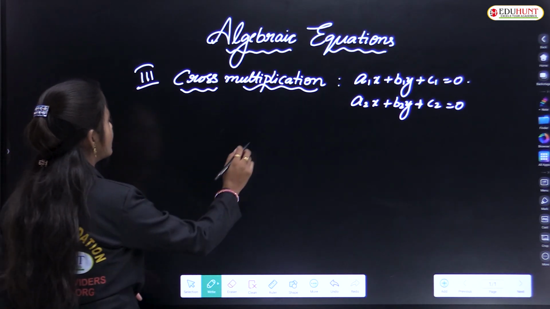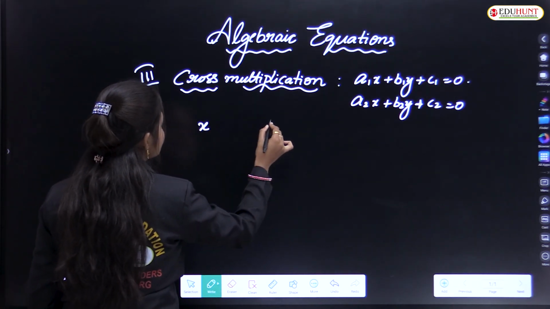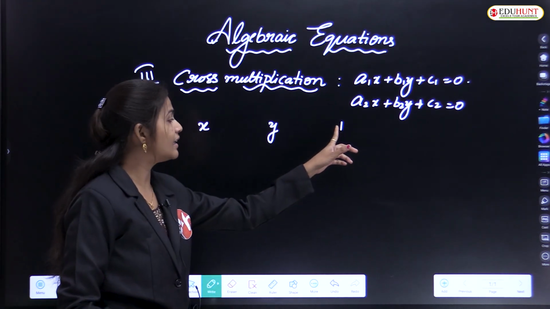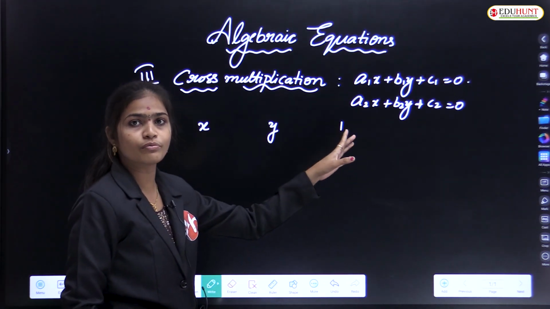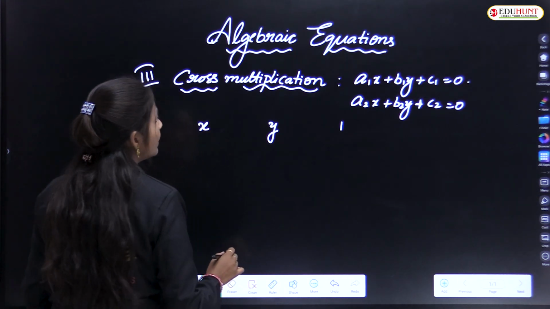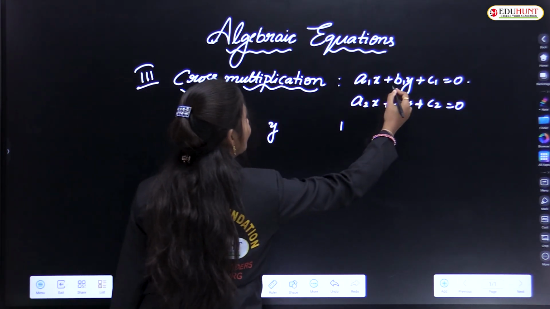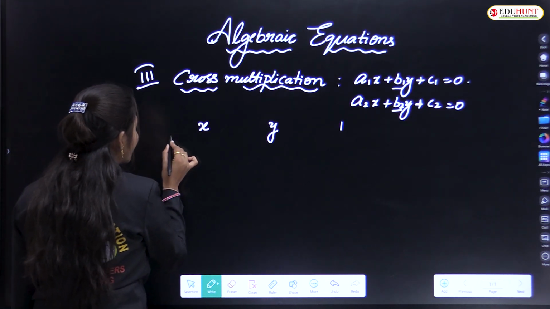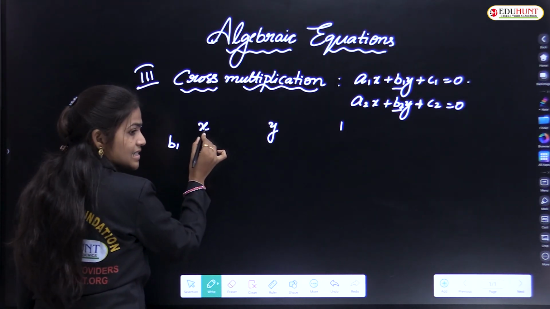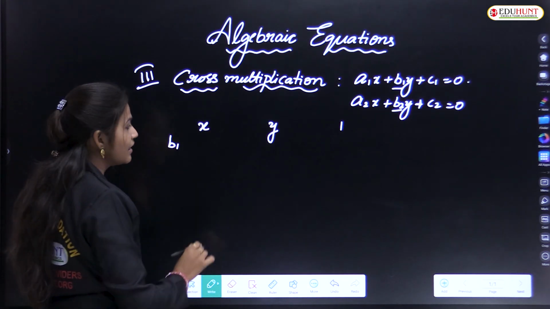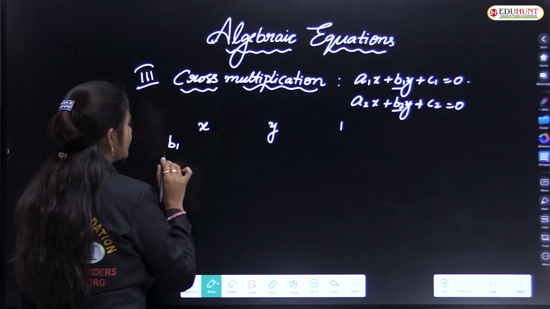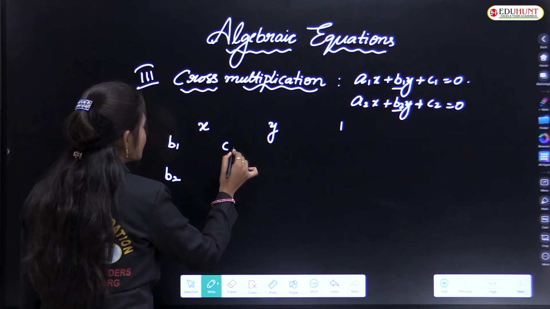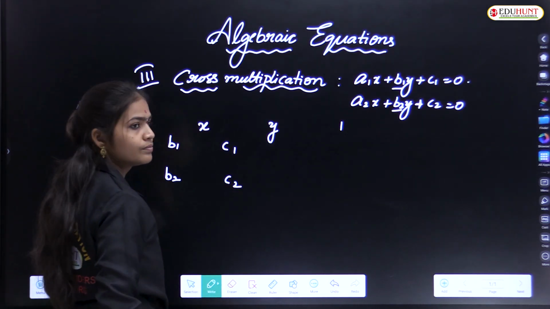So here what are the formulas? Here this is x, y and here 1. Why have I written 1 here? Because that is the constant term, so we have to write it as 1 only. Now first we need to write the y coefficients. Listen carefully. First we write the y coefficients. Why? Because x is there, so we have to remove that x. So b1, b2. Next the constant term is c1, c2.